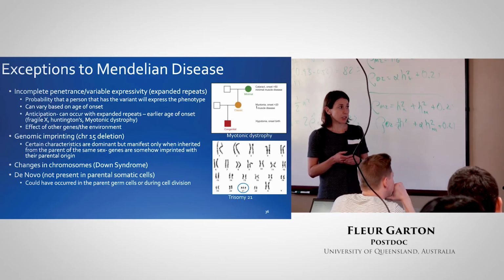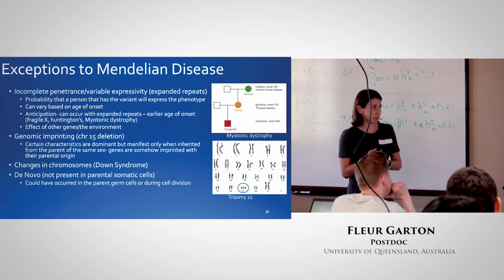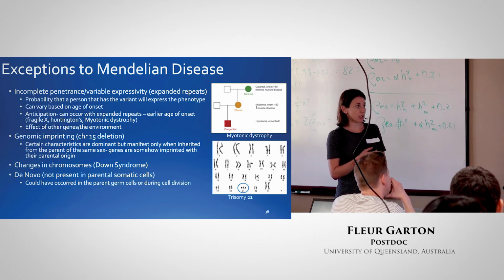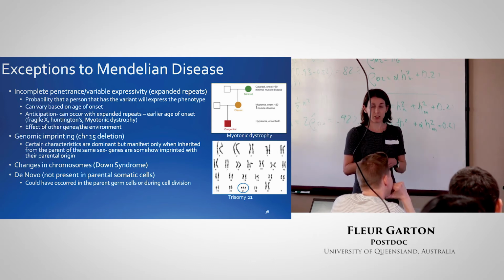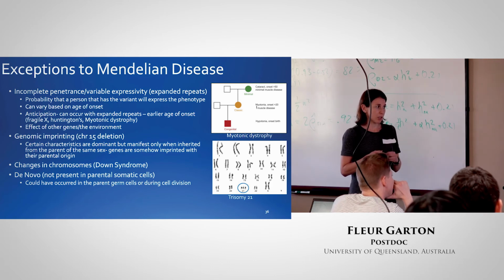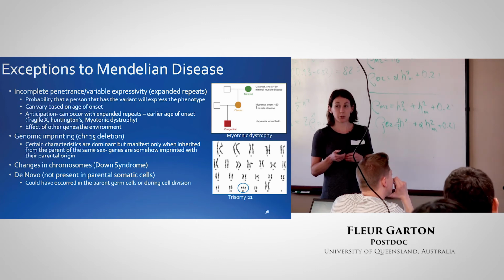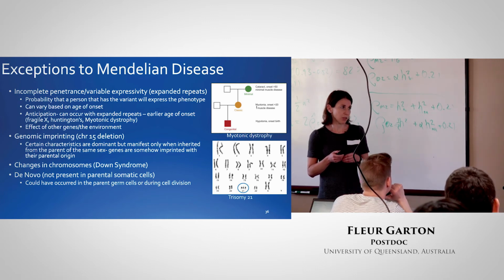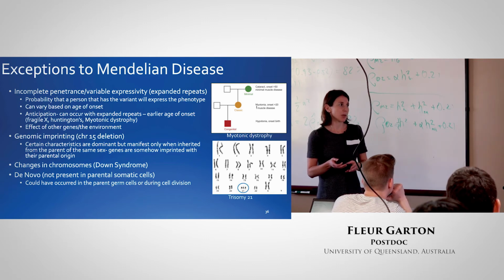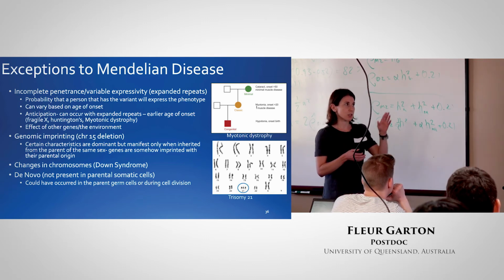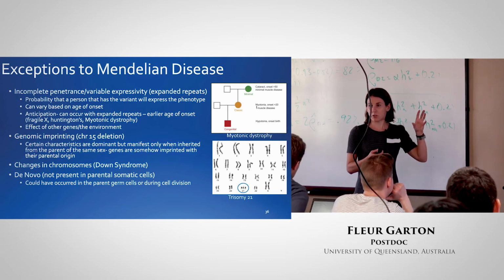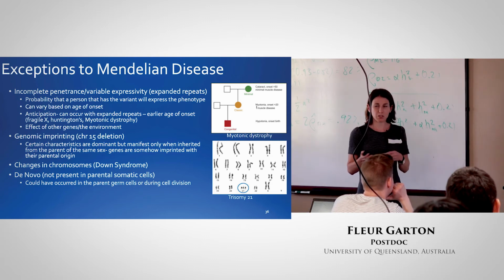Genomic imprinting is known to occur, an example being chromosome 15 deletion. So certain characteristics are dominant, but they manifest only when inherited from the parent of the same sex. And so genes are somehow imprinted with their parental origin. Examples of this are things like Angelman syndrome and Prader-Willi. I'll let you look that up in your own time, but obviously these are exceptions to these laws. They're not common, but they do exist.